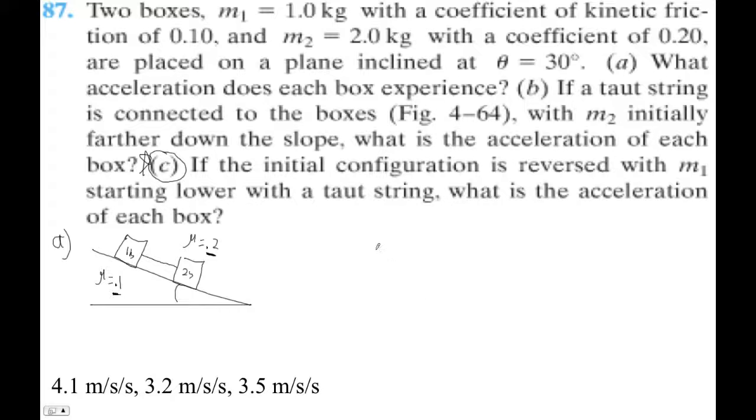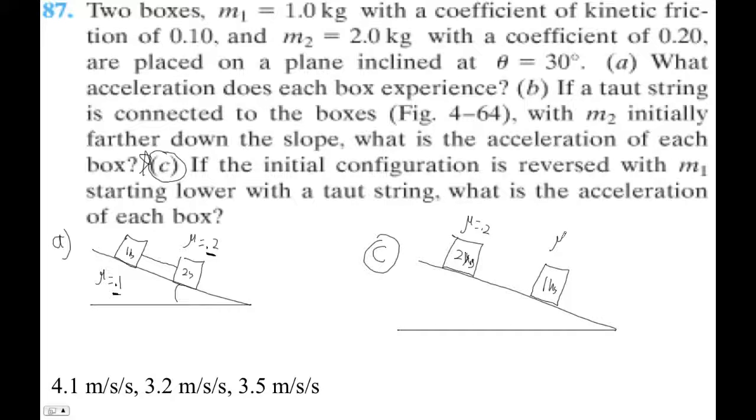Okay, in the case of C, they're going to be on this incline, right? Let's draw a picture of it. Now we're going to put the slow one on the 2 kilogram one with the coefficient of 0.2, right? That's kilograms. Can't you tell? And then the 1 kilogram is this way, right? And mu is 0.1. Okay.